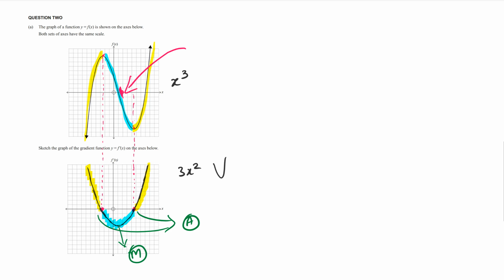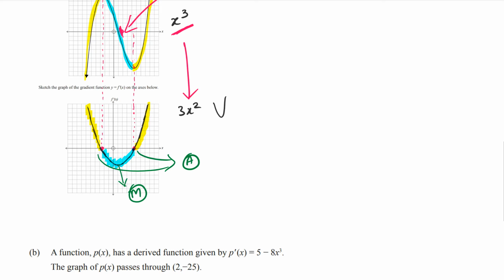So yeah, the way I do these questions is that I actually look at the equation of the graph roughly, and then I know what the shape looks like when I differentiate it. So what I'm talking about is, I know that this is x cubed, and I know that when I differentiate it, I'm going to get 3x squared, and then I can just do that as a graph. All right, so let's go to the next question.